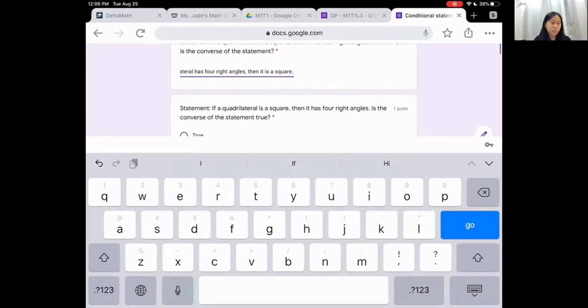So they gave us the same statement again. If a quadrilateral is a square, then it has four right angles. Now they're saying, is the converse of our statement true? So we just wrote the converse. We said if a quadrilateral has four right angles, it is a square. Is that always true?